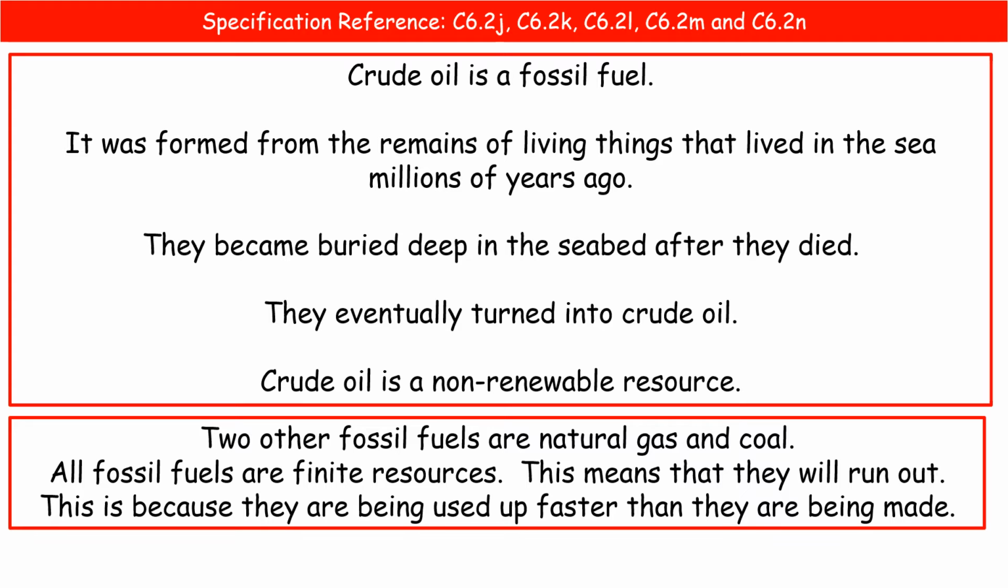So when we talk about crude oil, first and foremost, we are talking about a fossil fuel. It's a fossil fuel because it forms the remains of living things that lived millions of years ago. Those living things died, became buried deep under the seabed, and eventually turned into crude oil over millions of years. Because crude oil takes millions of years to form, we refer to it as a non-renewable resource. That just means that we are using it faster than it's being made. So it's going to run out. One word that they do sometimes use associated with this is the word finite. Finite just means we've got a limited amount available.